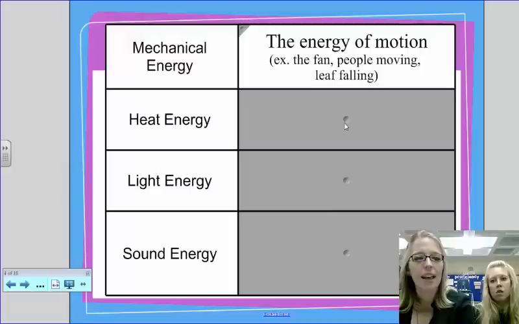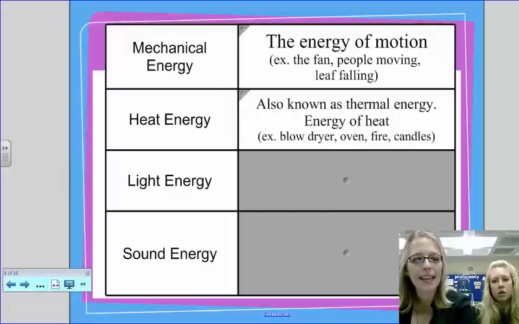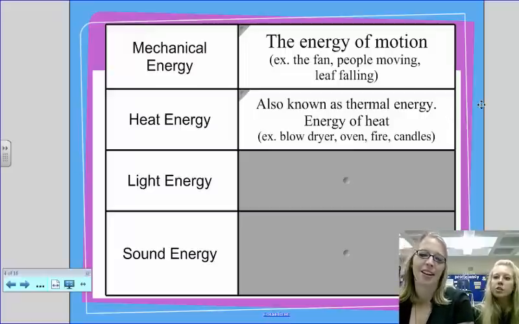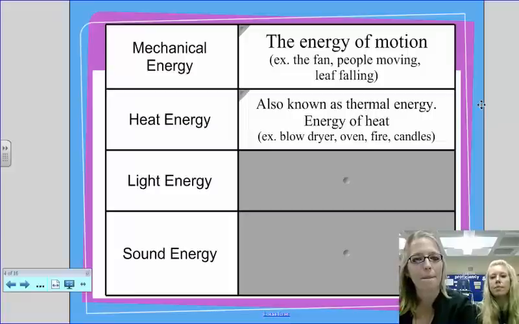Okay, next up, heat. It has an alias. It's also known as thermal energy. I heard the word thermal before with thermal underwear, and it keeps you nice, warm, and toasty in the winter. And thermal cameras pick up heat that living things are giving off. A lot of people use them when they're hunting, or the military uses them. So this is just the energy of heat.